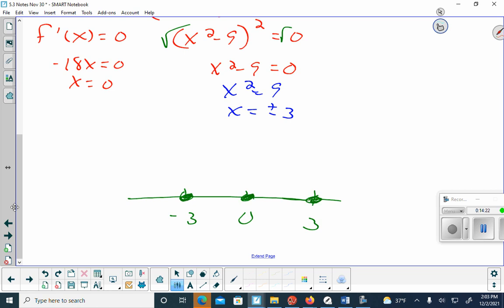Okay, who wants to pick the test points? Negative 4? 6. Okay, that was kind of aggressive.